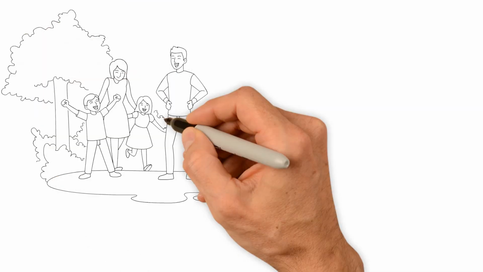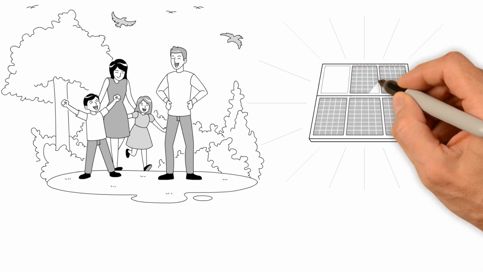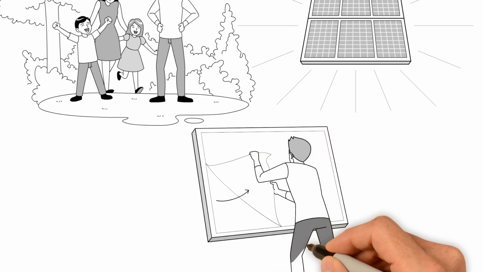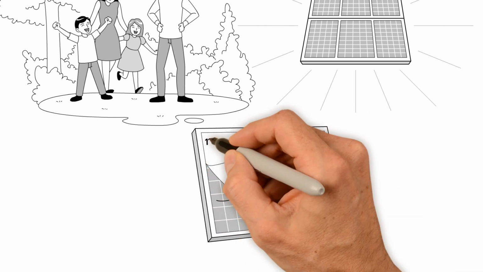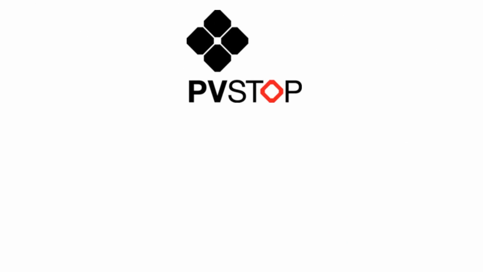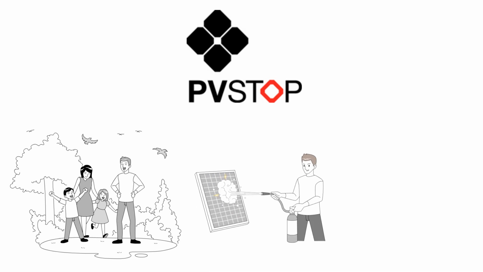It is a state-of-the-art innovation that protects people and the environment without damaging the solar panel. Once a threat has been eliminated, PV Stop can simply be peeled off the solar panel up to 12 months after application. PV Stop, the environmentally friendly, easy to apply, and safe way to protect people, property, and your solar panel system.